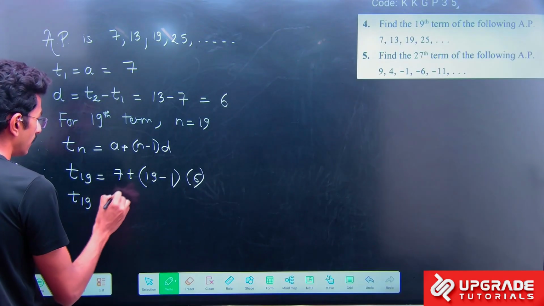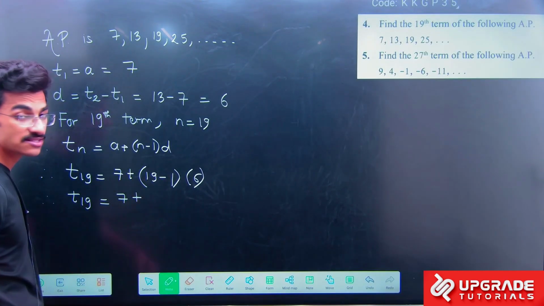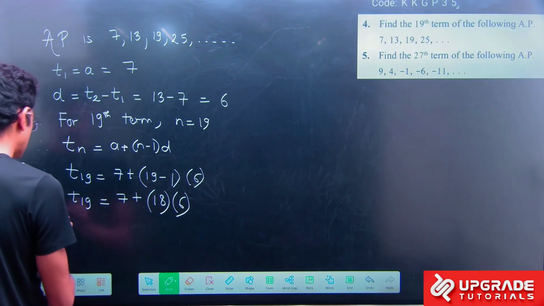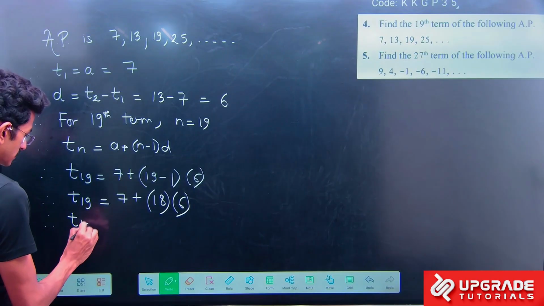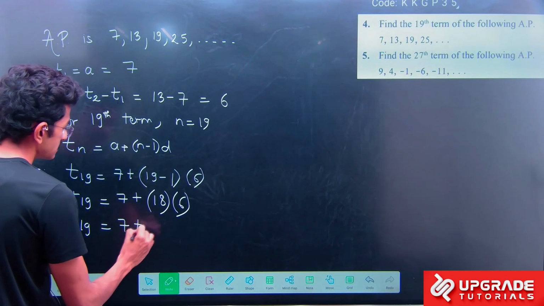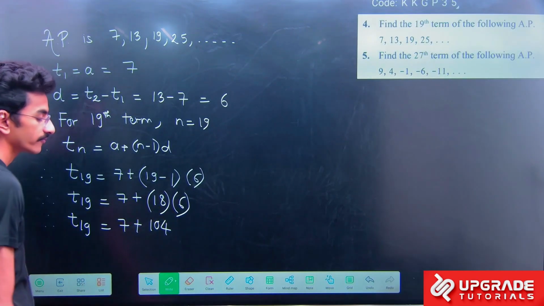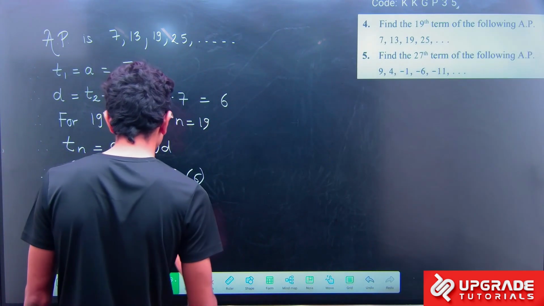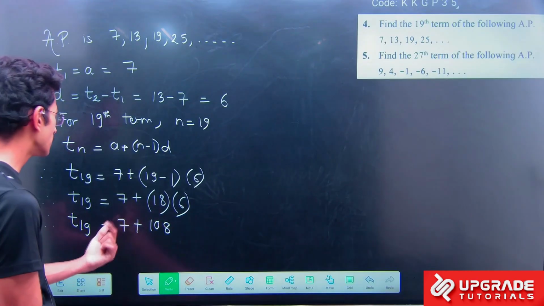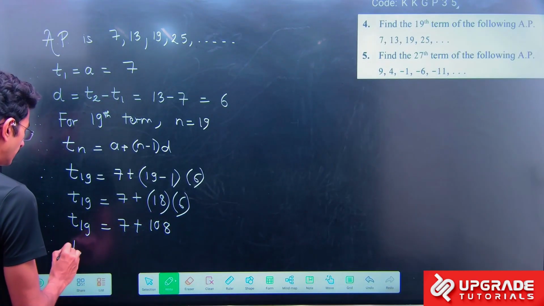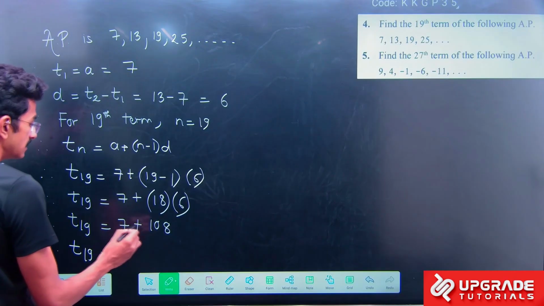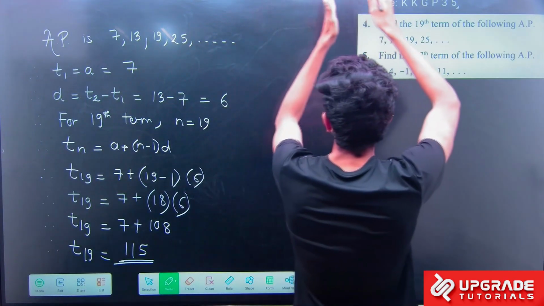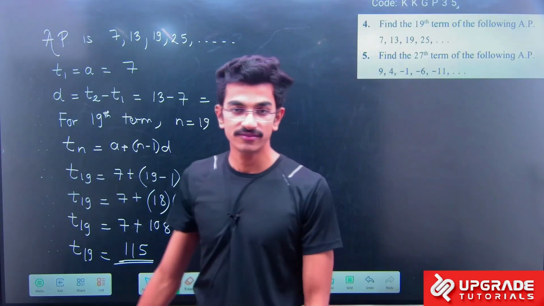T19, 7 plus 19 minus 1 is nothing but 18. 18 into 6. What is 18 into 6? Yes, it is 104. Sorry, 108. Now just add the value of 108 and 7. We'll get the value of T19 as 115. So in this series, the 19th term will be 115.